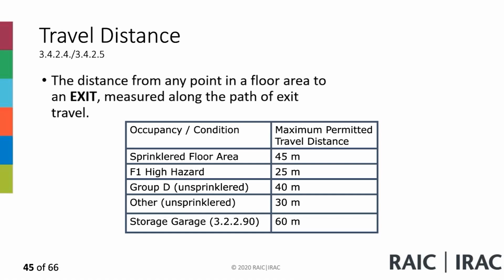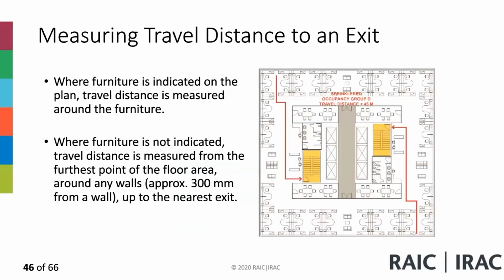If it's an open air storage garage that meets the requirements of 3.2.2.90, then you can place the exits so that you can travel to them within a 60 meter distance. So that's 3.4.2.5. Measuring the travel distance to an exit.